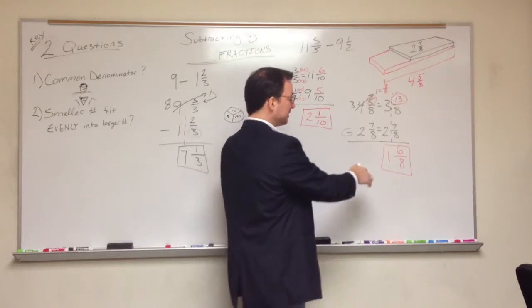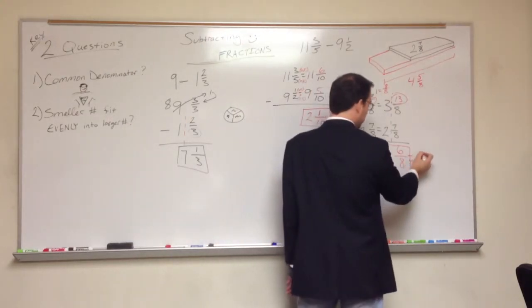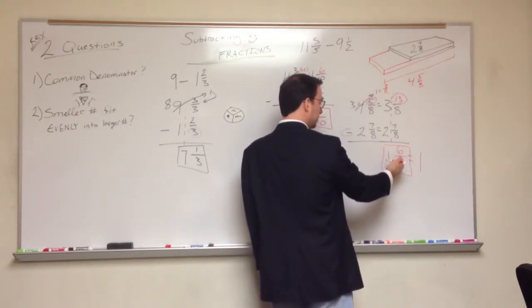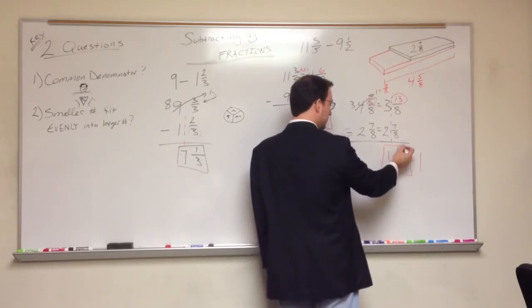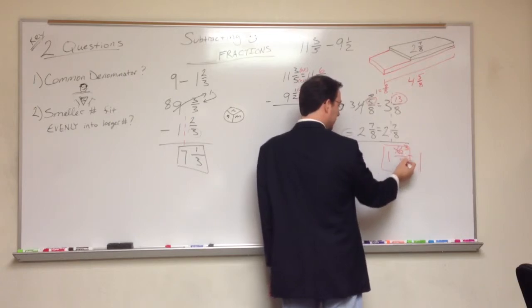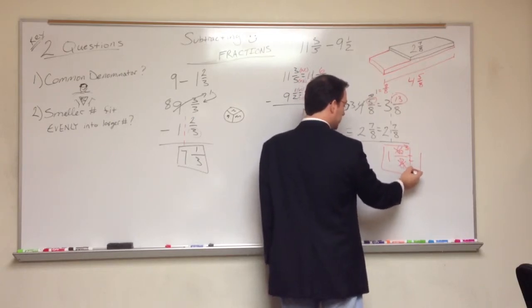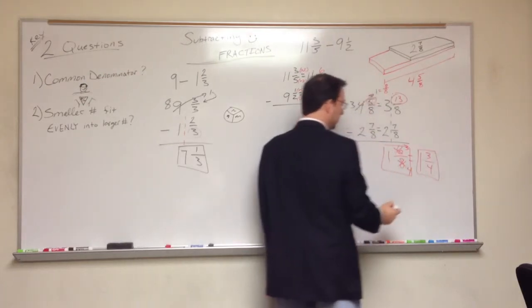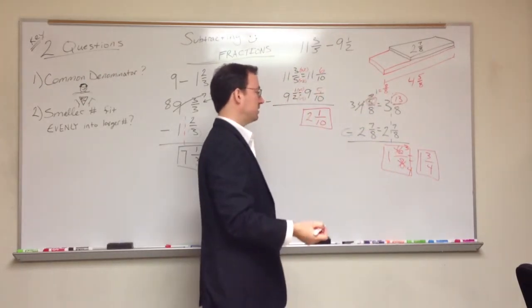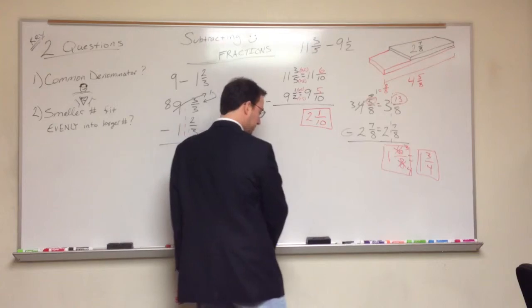But then notice that the 6 and the 8ths can be reduced. So it's going to be 1, and we can cancel here. There is a number that can go into both of those. 2 can go into both of those. So 6 divided by 2 is 3. 8 divided by 2 is 4. So we would reduce that to 1 and 3/4. It's easy. Now the shortcut.